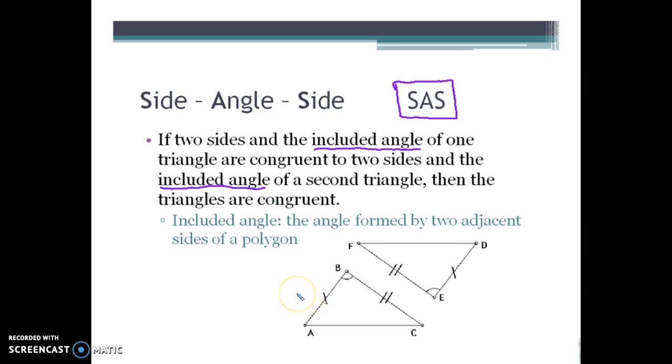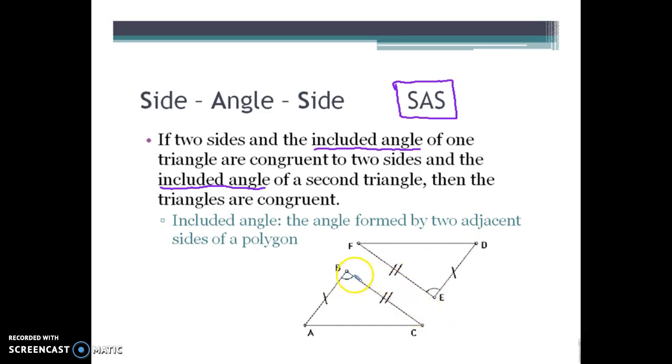An included angle is the angle formed by two adjacent sides of a polygon. So the included angle is the one that's touching both of those sides. Up here, just like the A is in the middle of the two S's, the angle in our triangle has to touch both sides. So if we look down here, we've got this angle E and angle B that are congruent, and then AB and DE are congruent, and BC and FE are congruent.